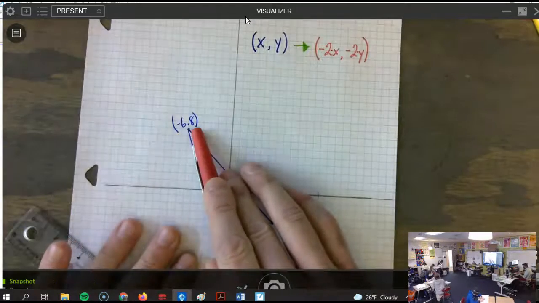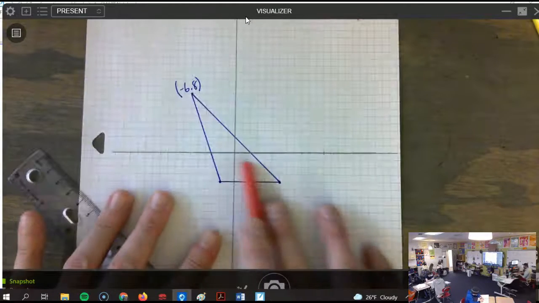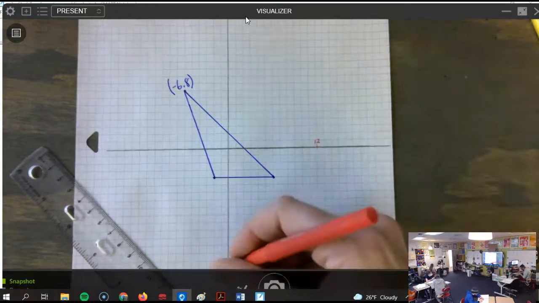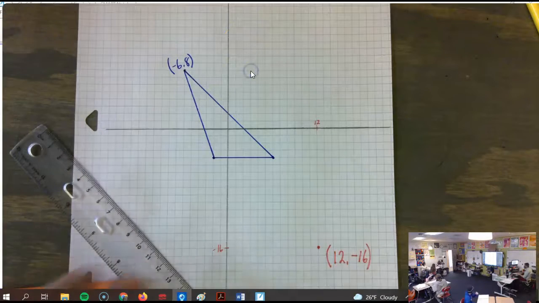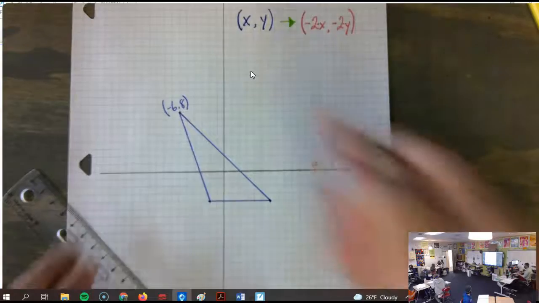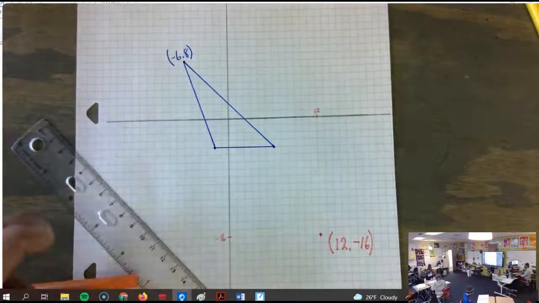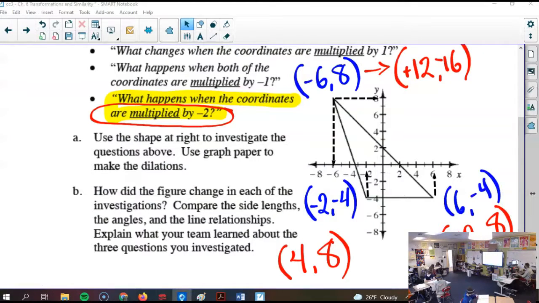So, negative 6, 8 becomes positive 12. Takes us out here to the right to positive 12. Negative 16 takes us down here to negative 16. Any questions on why my original x, y of negative 6, 8 became 12, negative 16? Jordan. Okay.